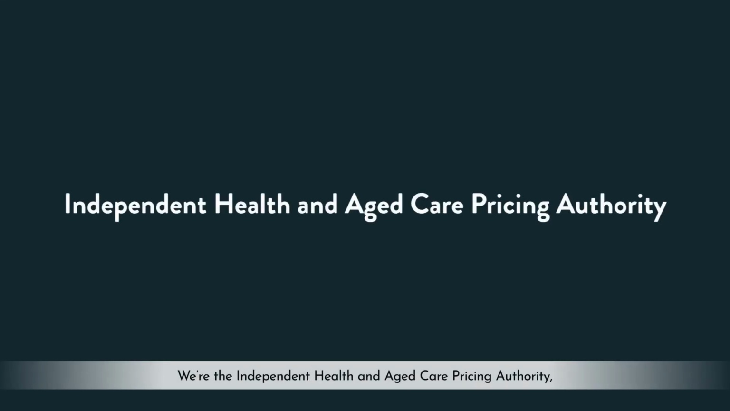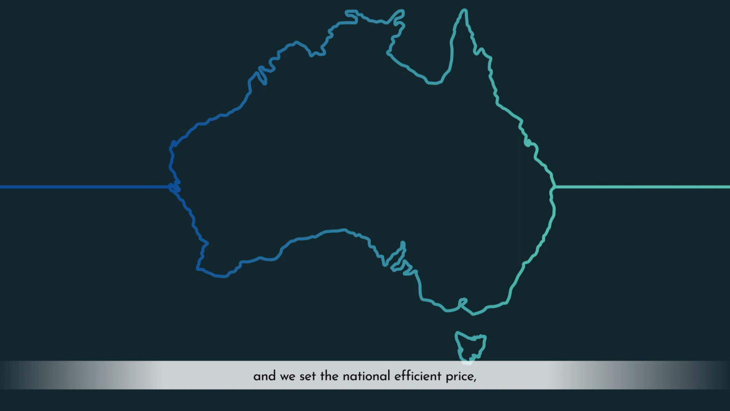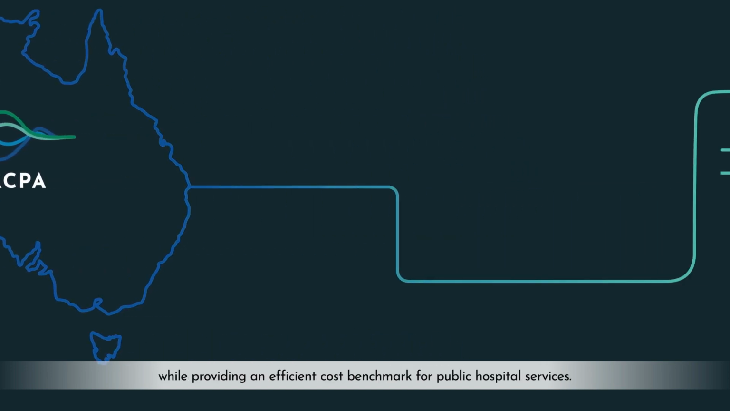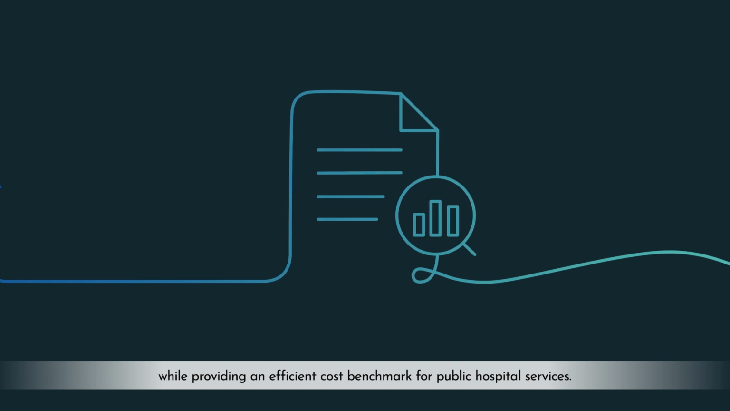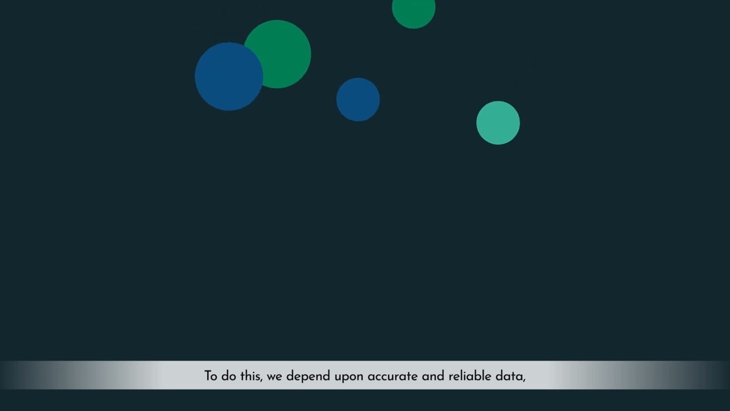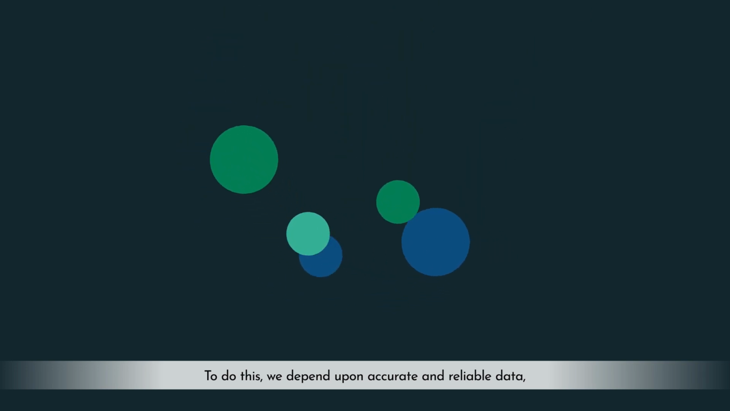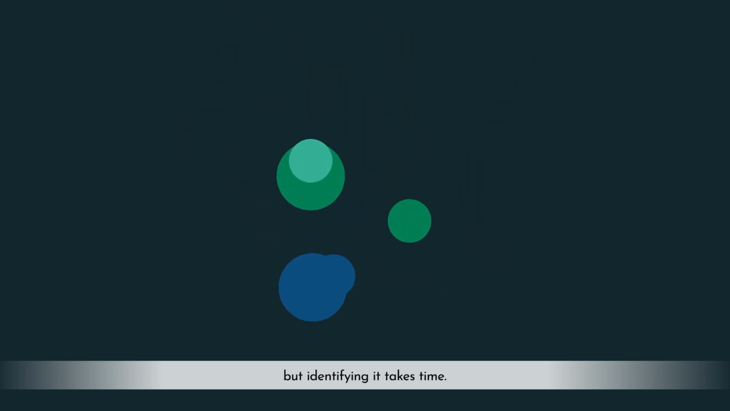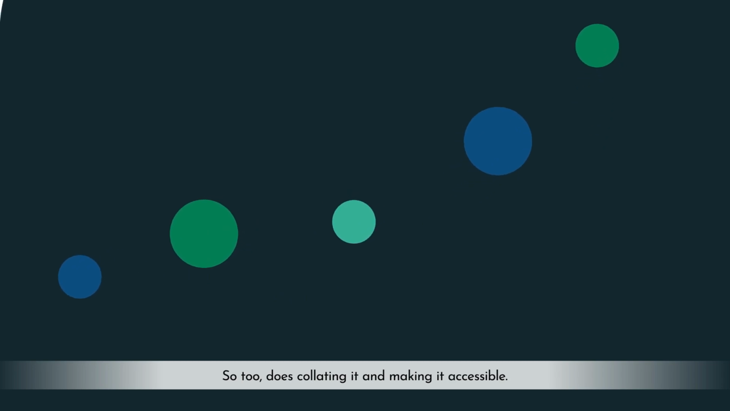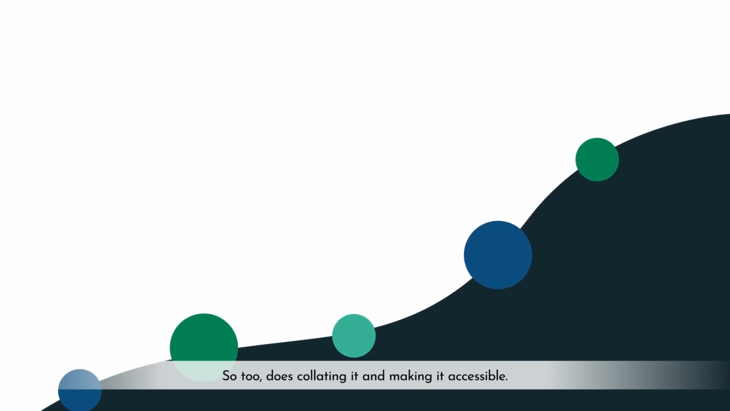We're the Independent Health and Aged Care Pricing Authority, and we set the national efficient price, helping to determine levels of government funding while providing an efficient cost benchmark for public hospital services. To do this, we depend upon accurate and reliable data, but identifying it takes time. So too does collating it and making it accessible.